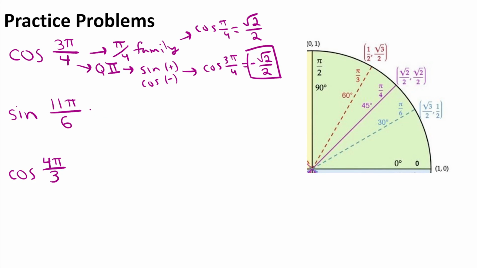Okay, now the sine of 11 pi over 6. So first of all, we know it's going to be in the pi over 6 family. I'm not going to write that down just for the sake of clarity here. So 11 pi over 6 is found in quadrant 4. Quadrant 4 is right here. And in quadrant 4, we know that cosine is positive and sine is negative. Therefore, the sine of 11 pi over 6 has to be, based on the pi over 6 family, negative 1/2.